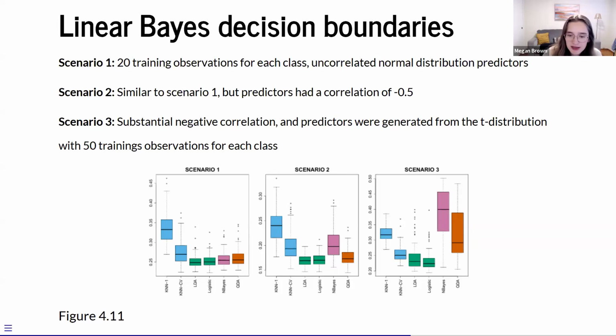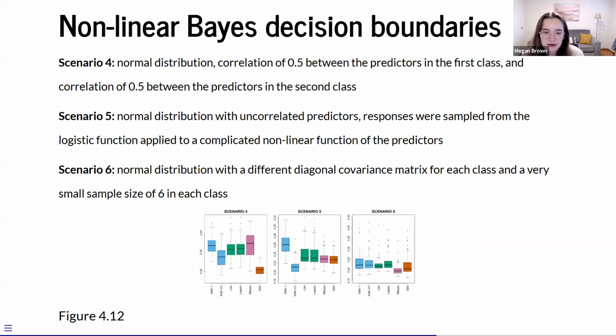Scenario 2, naive Bayes didn't work well because there's a correlation between predictors. Same with scenario 3 with the naive Bayes. Can you even read the x-axis on there? Yeah. Okay. And scenario 3, I think the quadratic performed poorly because of the t distribution, they were not normal. That's why. And then for the non-linear, these are a little bit smaller, even.